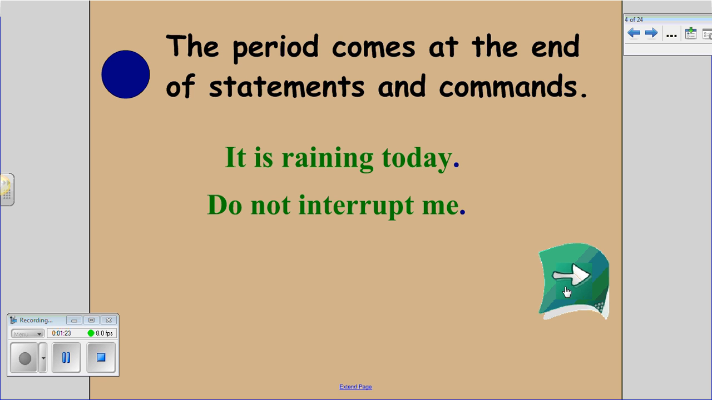Then I'd like you to write down one of these sentences as an example. It is raining today. That's a statement about what's going on that particular day. And then another example is, do not interrupt me. That is a command. So therefore, a command also gets a period at the end of the sentence.